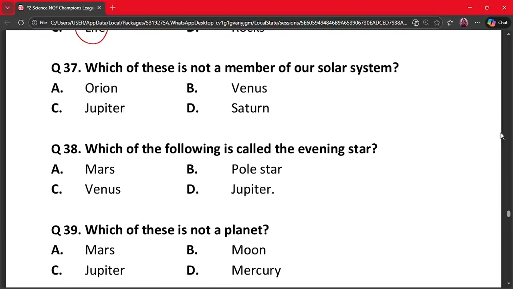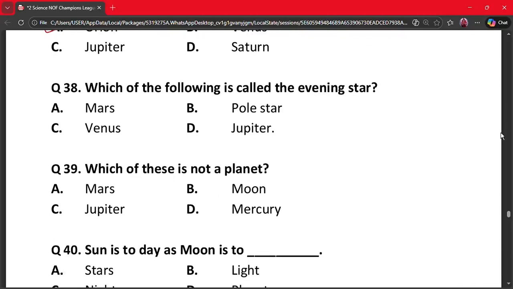Our next question is question 37. Which of these is not a member of our solar system? A. Orion. B. Venus. C. Jupiter. And D. Saturn. The correct answer is option A. Orion is a constellation, not a part of the solar system. Venus, Jupiter and Saturn are planets. Therefore, option A is correct.